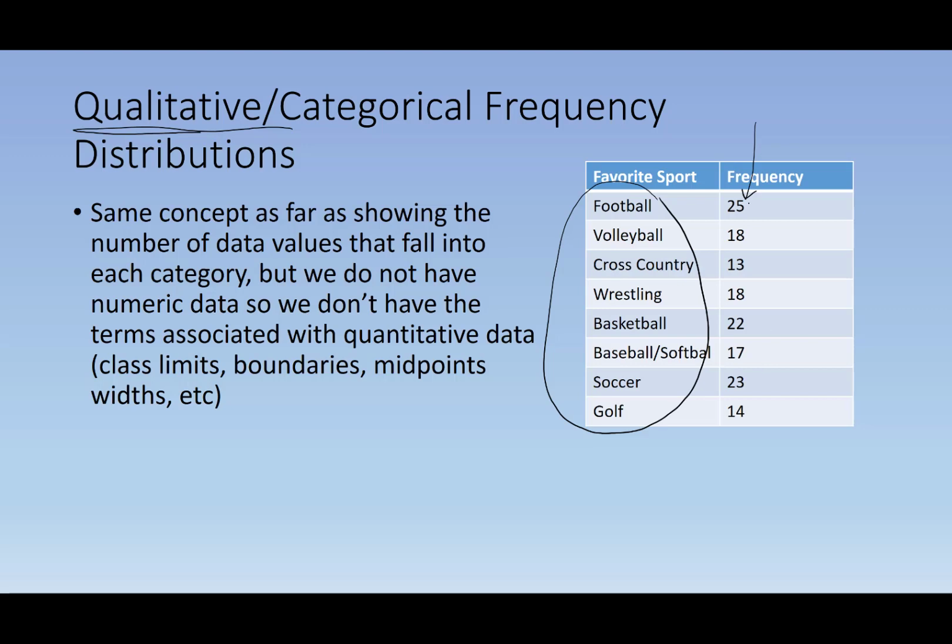But remember, these are the frequency counts. So this is telling me that 25 people selected football and 18 people selected volleyball. So my categories over here, the sports, are non-numeric. But we still have the same concept where it's showing us how many people fell into each of those classes. Now with qualitative, we don't have a lot of those other things like the class limits, the boundaries, the midpoints, because it doesn't make sense to do that with qualitative data.